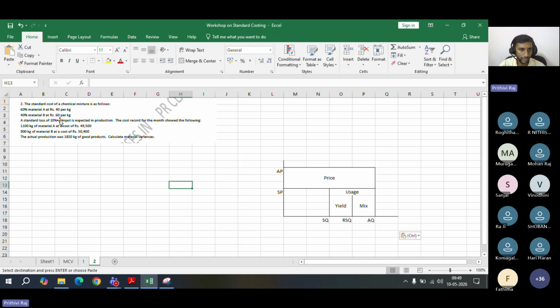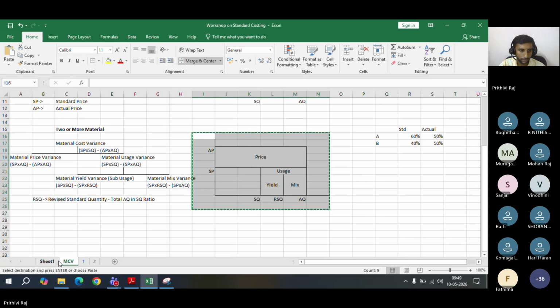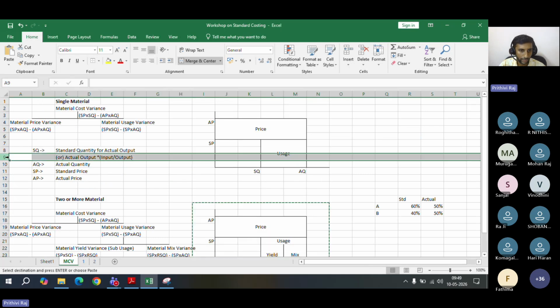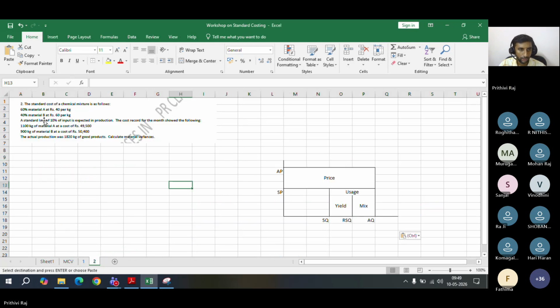A standard loss of 10% of input is expected in production. So loss of 10%. If you remember, whenever loss percentage is given, you have to use this formula: actual output into input by output. So just be happy when they give the loss percentage. You can easily calculate the SQ. There's no need to work out how much is for one quantity, how much is for 10 and all. Directly you can apply that formula and calculate the standard quantity.